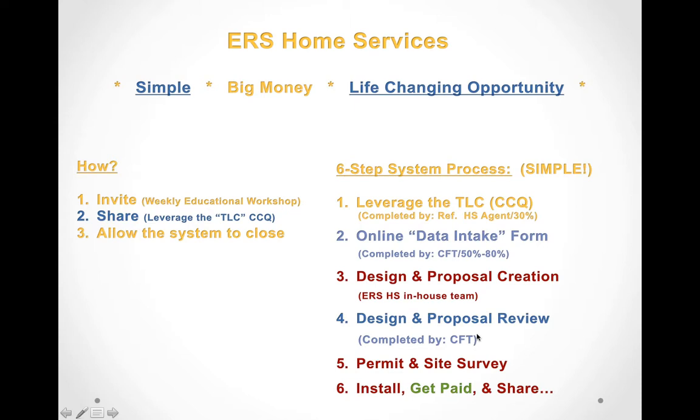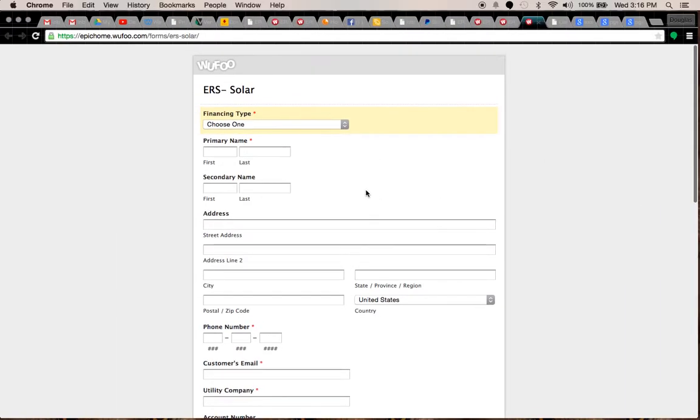Once it was signed, you would submit it, and it would go to our permitting, and we'd go for permit and site survey. After the home was permitted and the site survey was complete, we would schedule a date for install. Once it was installed, it would get inspected that day, and we turn it on and we get paid. And obviously we want to share that experience. So that's a 6-step process. Very simple. You see where the CFT comes in, you see where you as a referring agent come in, and you see how to complete this form.